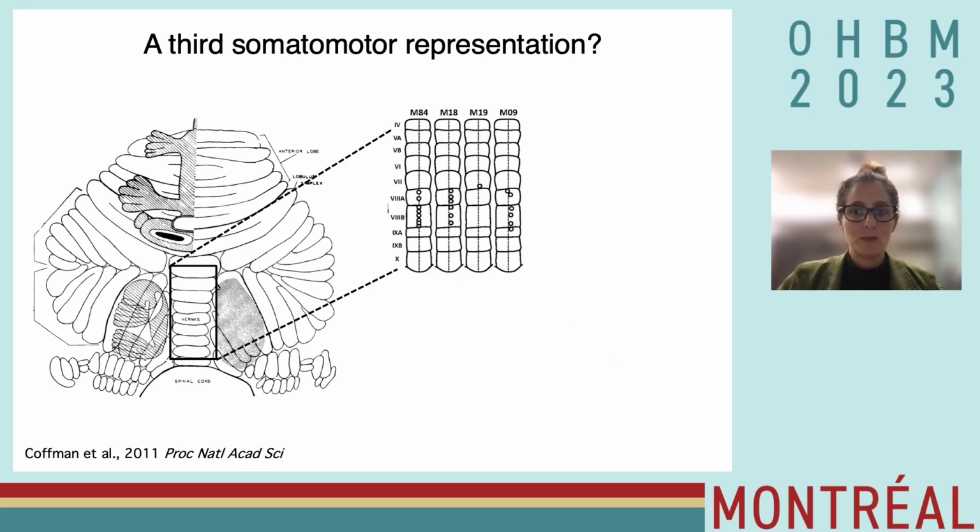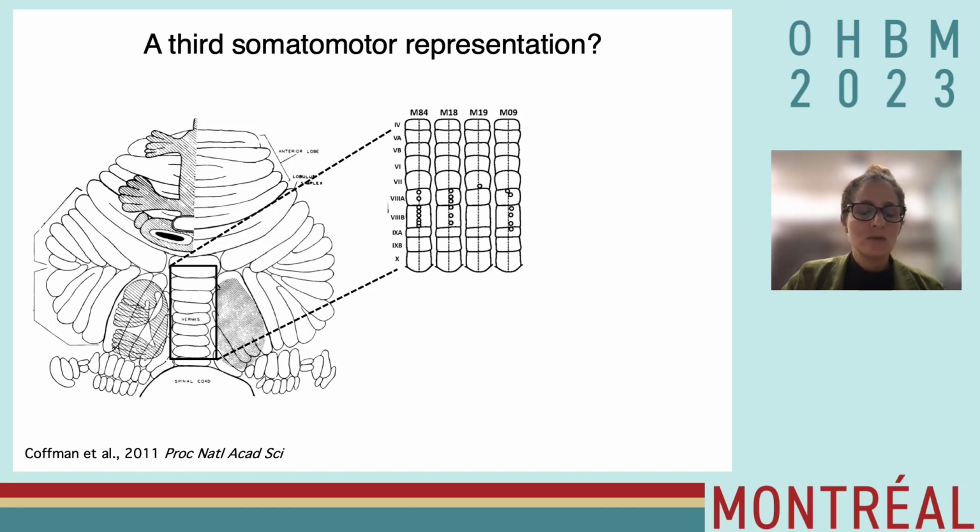Beyond these two established body maps, there are hints of a third somatomotor representation in the literature. For example, Kaufman et al. showed that the cerebellar vermis is a target of projections from motor regions in the cerebral cortex. So, is there a third somatomotor body map?